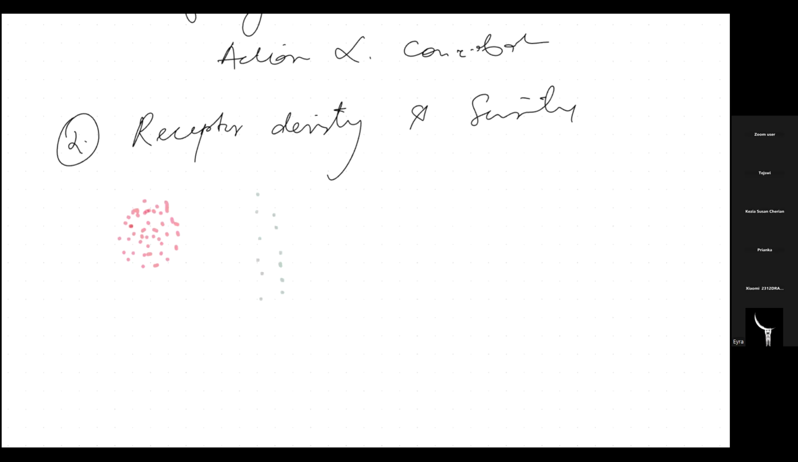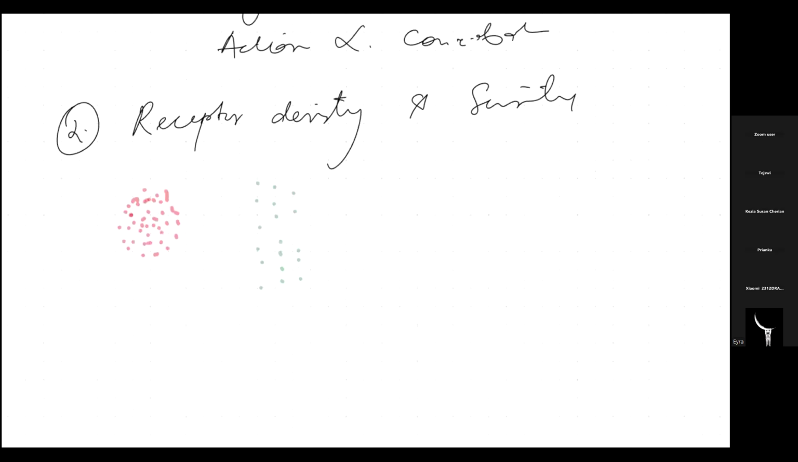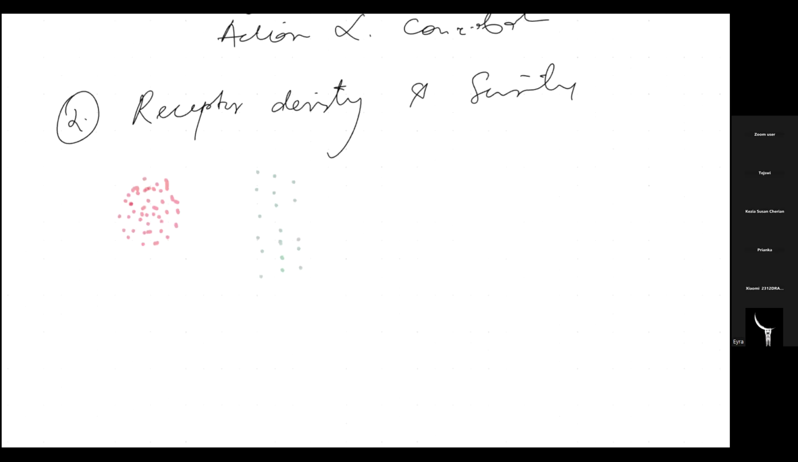Okay, so if I am having, let's suppose, here the number is 50 and here the number is only 30. So what will happen? The number is only 30. So definitely the action will be what? Can you expect an action of 50? No. You might be thinking, if there are only 30 receptors, then what is the need of giving 50 drugs? You should give only 30.